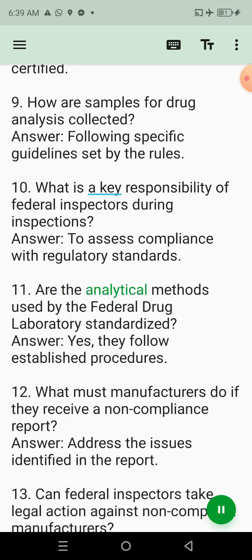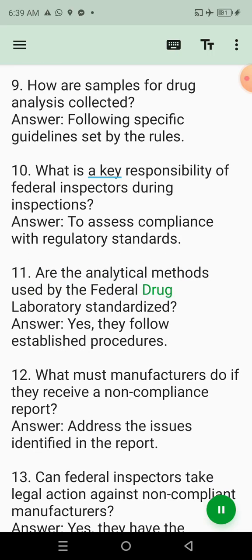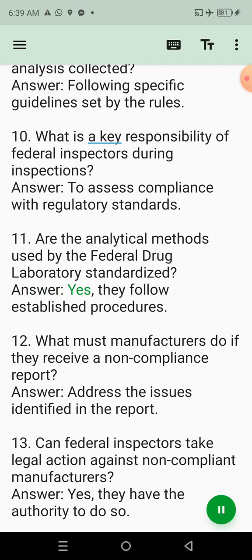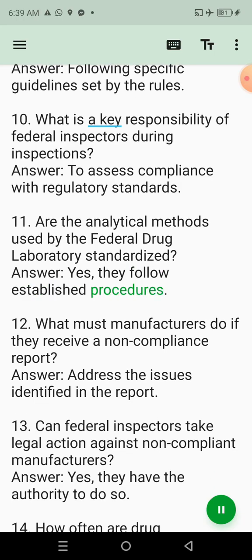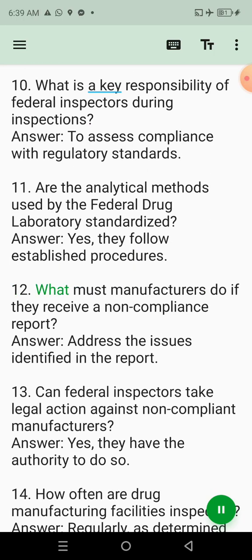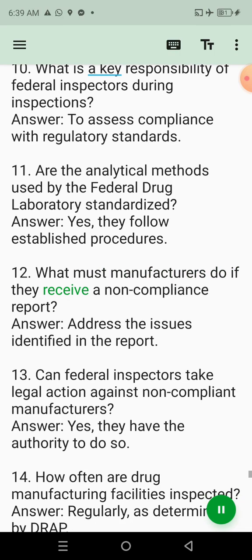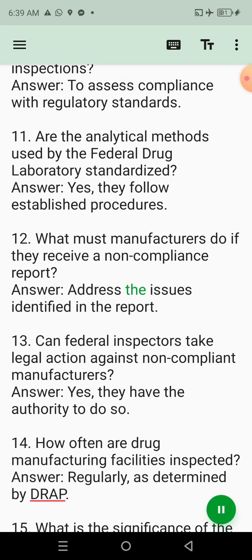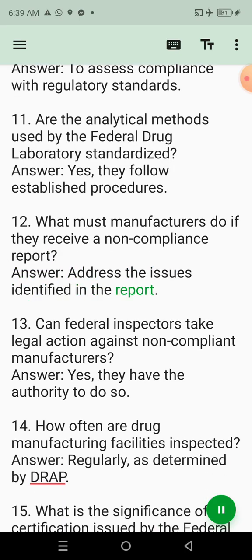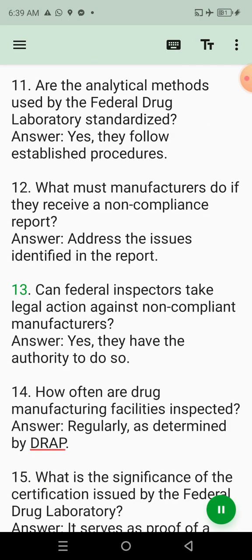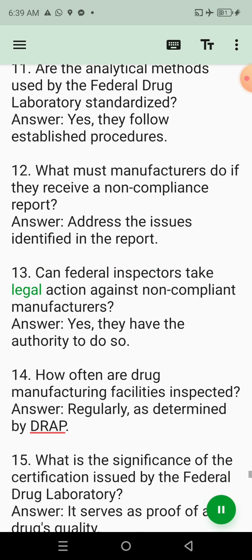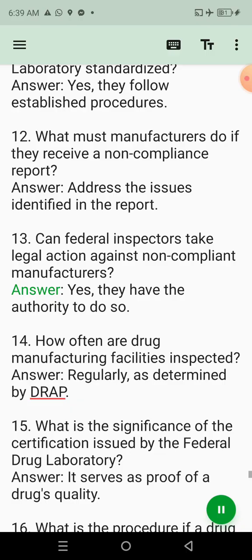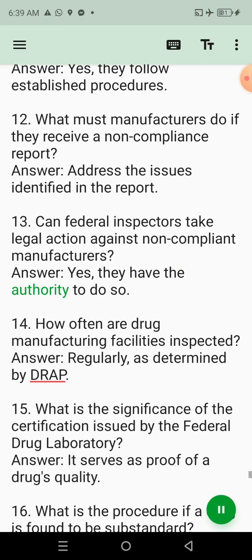11. Are the analytical methods used by the Federal Drug Laboratory standardized? Answer. Yes, they follow established procedures. 12. What must manufacturers do if they receive a non-compliance report? Answer. Address the issues identified in the report. 13. Can federal inspectors take legal action against non-compliant manufacturers? Answer. Yes, they have the authority to do so.